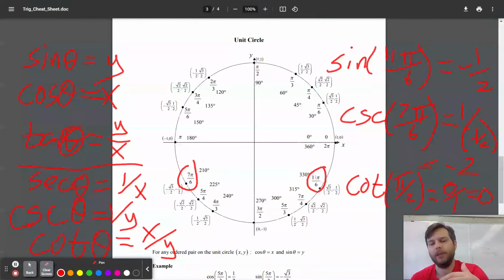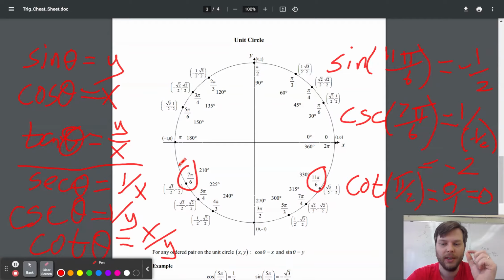So that's it for this video. In a separate video, I'm going to talk about how you deal with big angles and with negative angles. And it's really the same sort of process. But to keep this one short, these were just angles that you can look up on the unit circle. The next one, we will talk about dealing with big angles and negative angles.